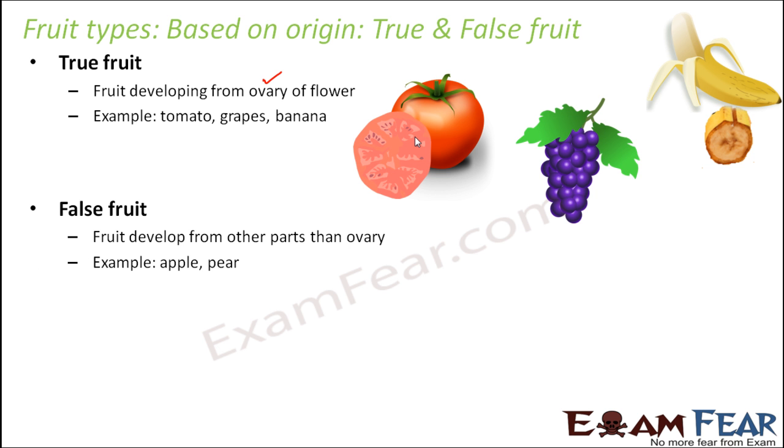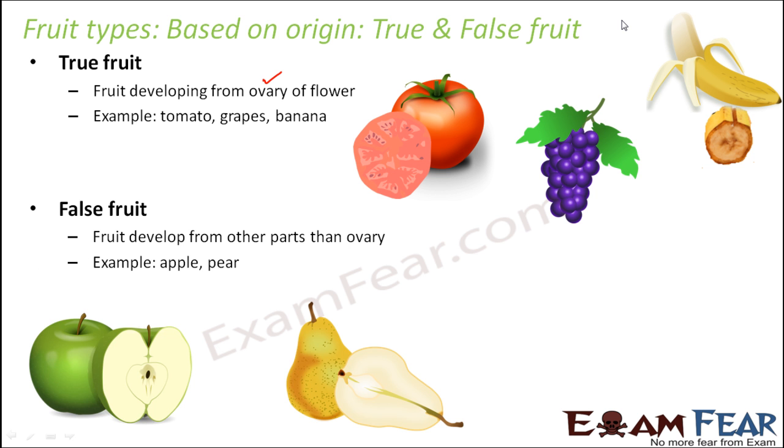For example, the best example would be apple. So apple is a false fruit because the part of the apple which is edible, which we see as the fruit, is not the true fruit because that is not the ovary. It is the swollen thalamus. So that means the fruit is actually derived from the swollen thalamus, and that is why it is called a false fruit. So a false fruit is derived from a part of the receptacle or a part of the perianth. So that is the concept of false fruit. So they can be derived from other parts as well.